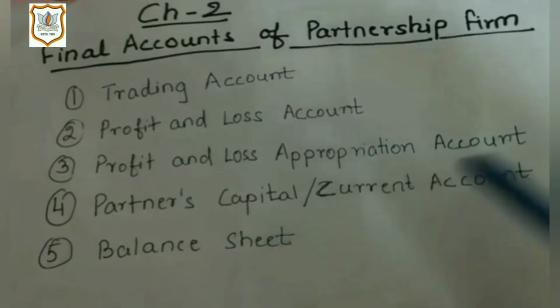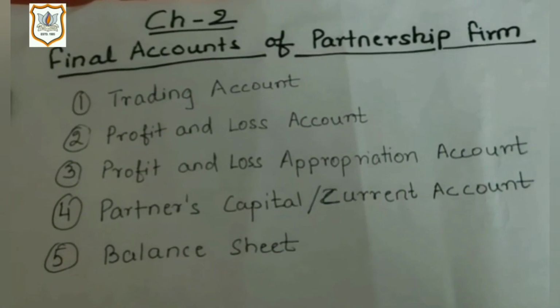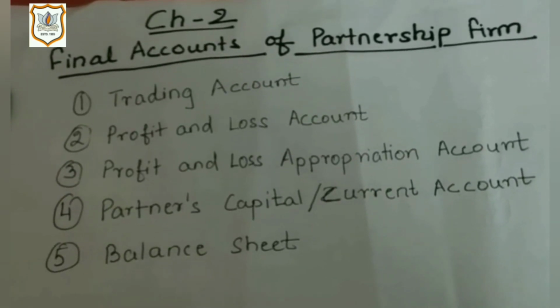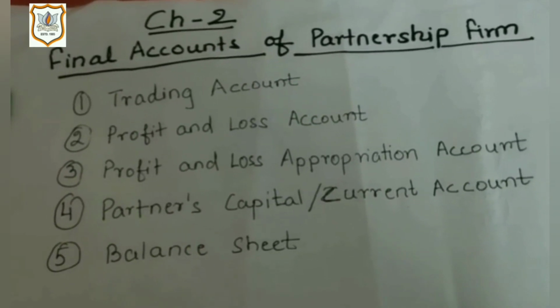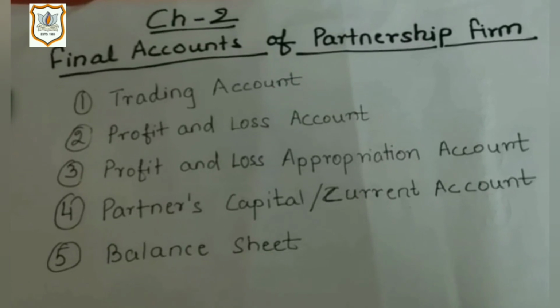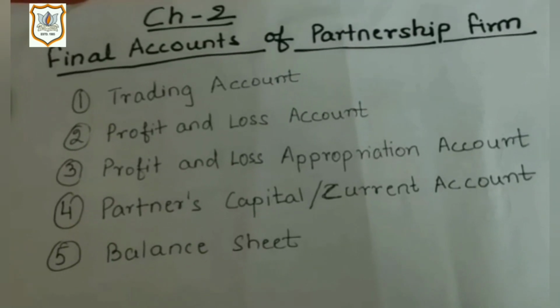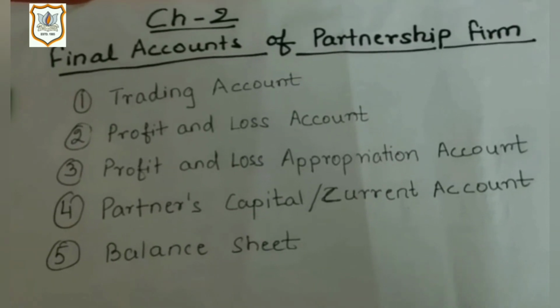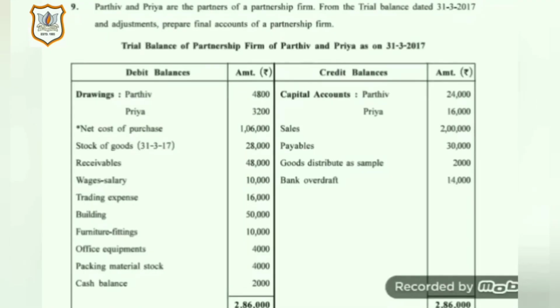and balance sheet. We have learned how to prepare profit and loss appropriation account and partners capital and current account in chapter 1. So let's start final account of partnership firm, that is chapter number 2. Let's take one example. Today we will do question number 9 from textbook on page number 79.